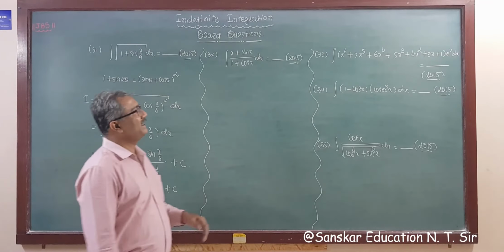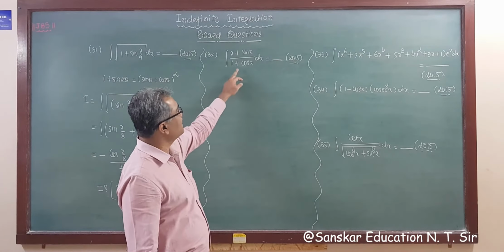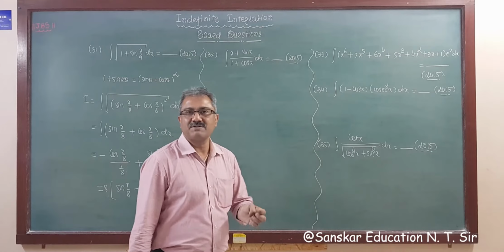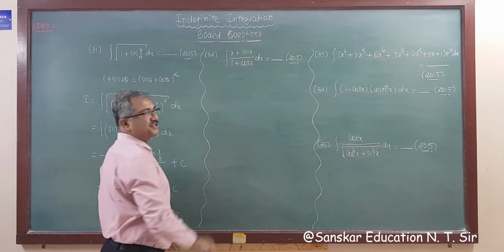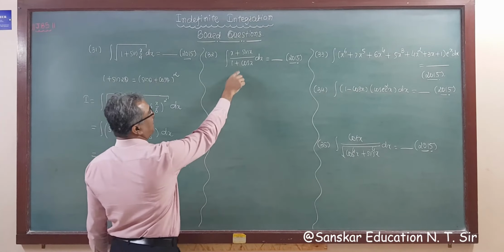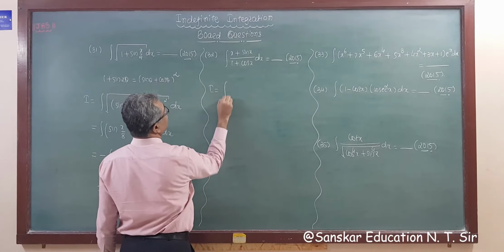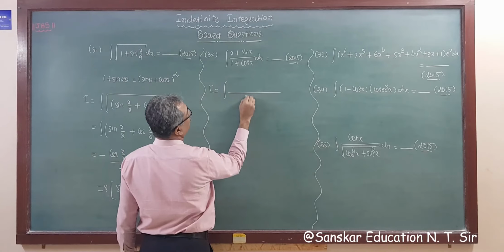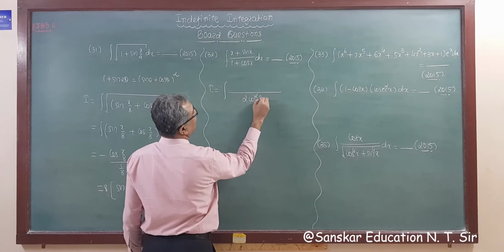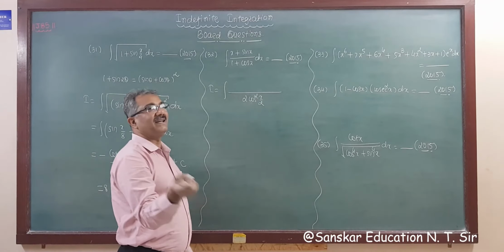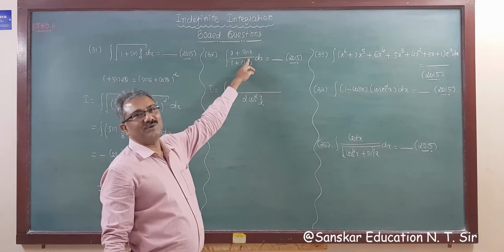Now this is the integration of (x plus sin x) upon (1 plus cos x). This is a question from the 2015 board exam. Now you have the formula: 1 plus cos theta is 2 cos square theta by 2. So applying this formula here, we get the integration of this, which is 2 cos square x by 2. Why? Because we are going to apply sine here.